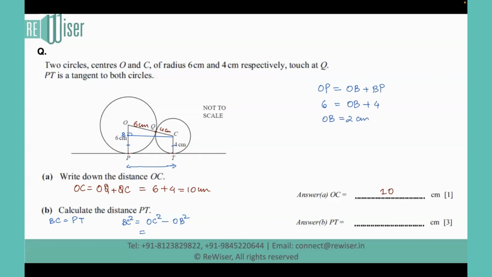Here we can apply it further. OC being 10 centimeter, we'll take 10 square minus OB, which is 2 square. So we have 100 minus 4. So we are going to get 96 centimeter square for BC square. Now to find the length BC, we're going to have to take the square root of 96. I'm sorry, this will be centimeter. So BC is root 96 centimeter, which is nothing but the length of PT. So we can write PT is equal to root 96.